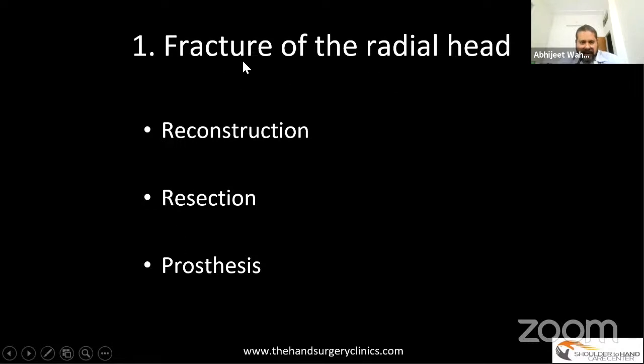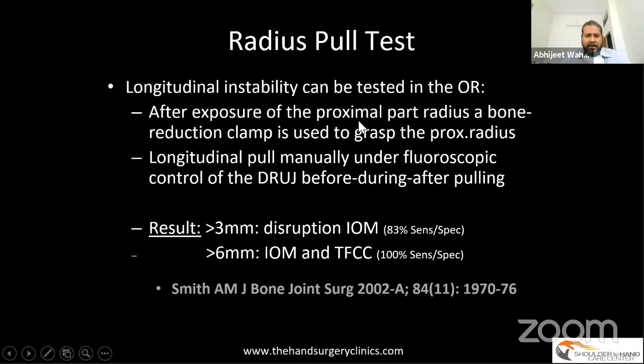So let us take them one by one, talking about the fracture of the radial head, whether we should reconstruct, resect it, or use a prosthesis. And to be able to determine what might be the best way to deal with it, you do the radius pull test, wherein the longitudinal instability can be tested in the operating theater under anesthesia.